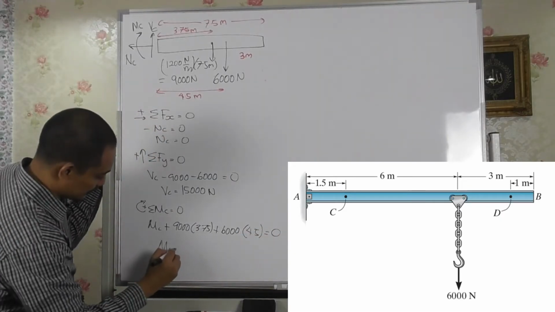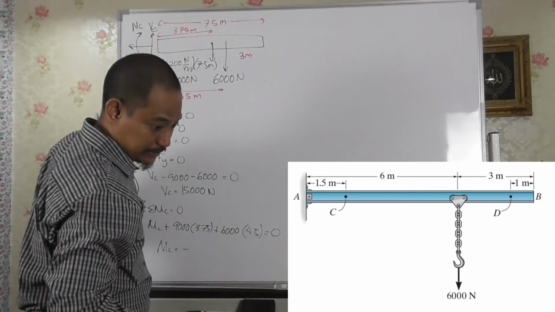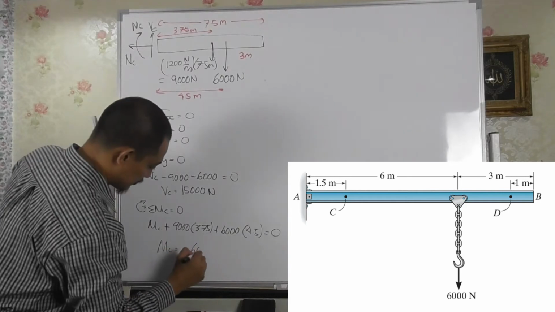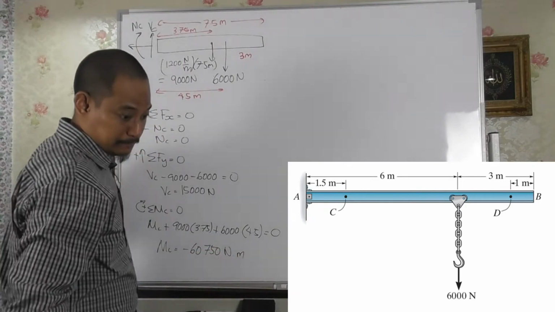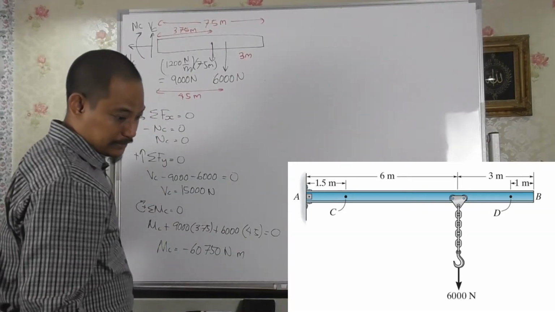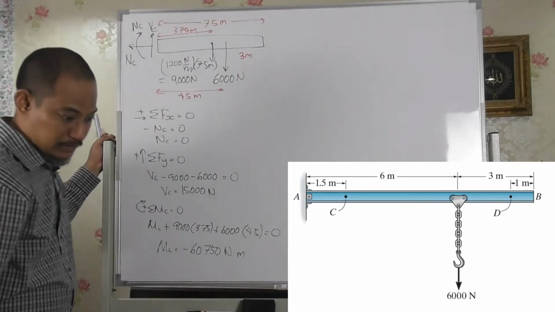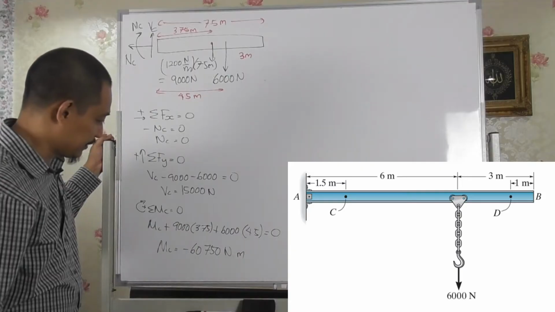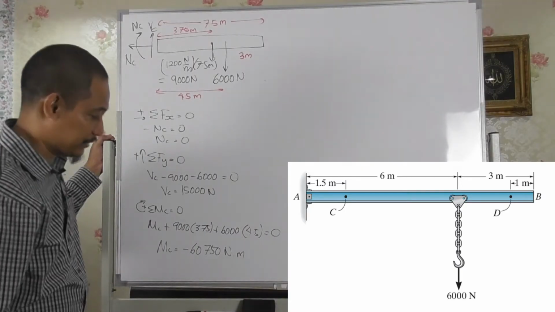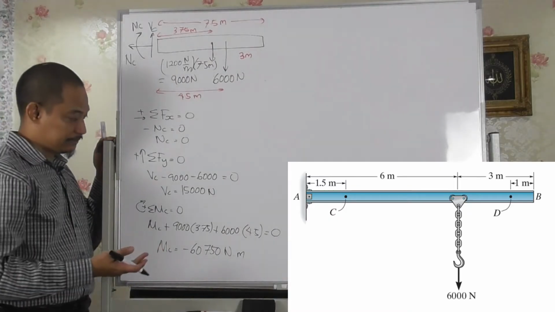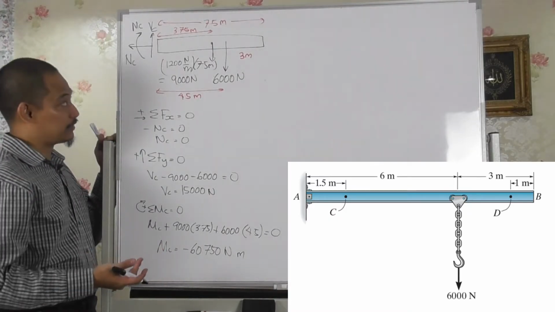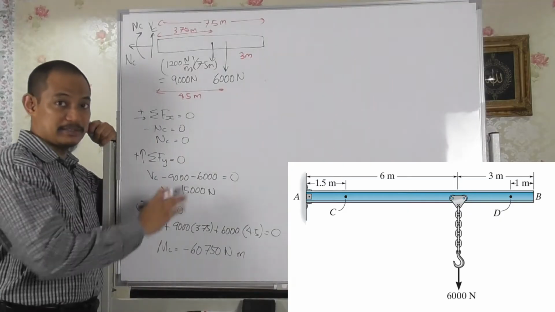So MC obviously will get a negative value, so it will be negative 60,750 Newton meter. Is it correct? 9,000 times 3.75, 6,000 times 4.5. Alright, so that will be the answer. Straightforward if we take the right side.